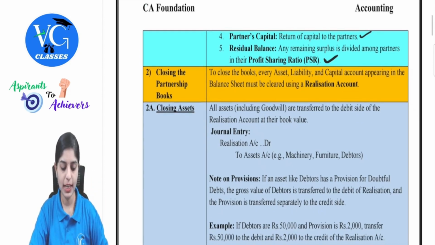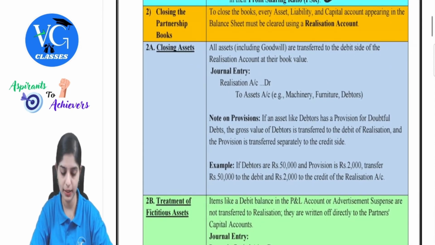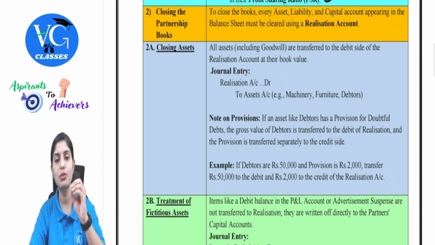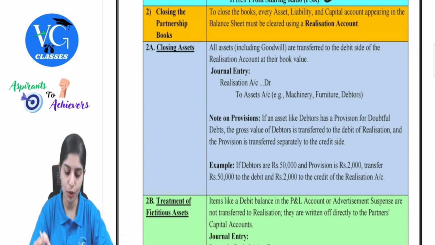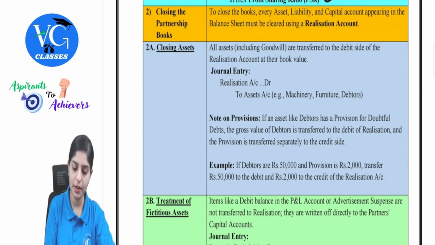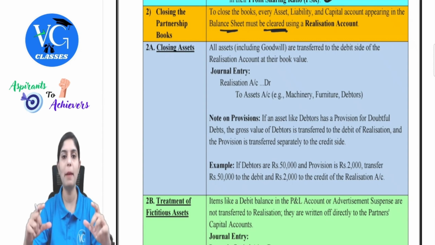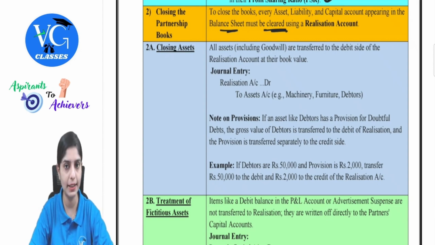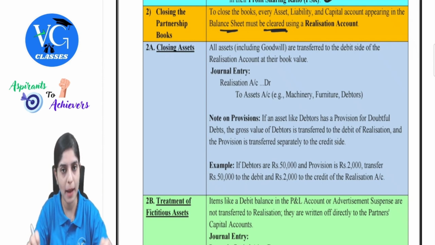Next, closing the partnership books. What do we exactly do with respect to dissolution? First, we understood the application of sale of assets money. Now, to close the books, every asset, liability, and capital appearing in the balance sheet must be cleared. So, the first and foremost step, if you have to understand the business of the firm, is to observe the balance sheet, and we will get proper clarity. So, the first step to close down would be to clear the balance sheet.